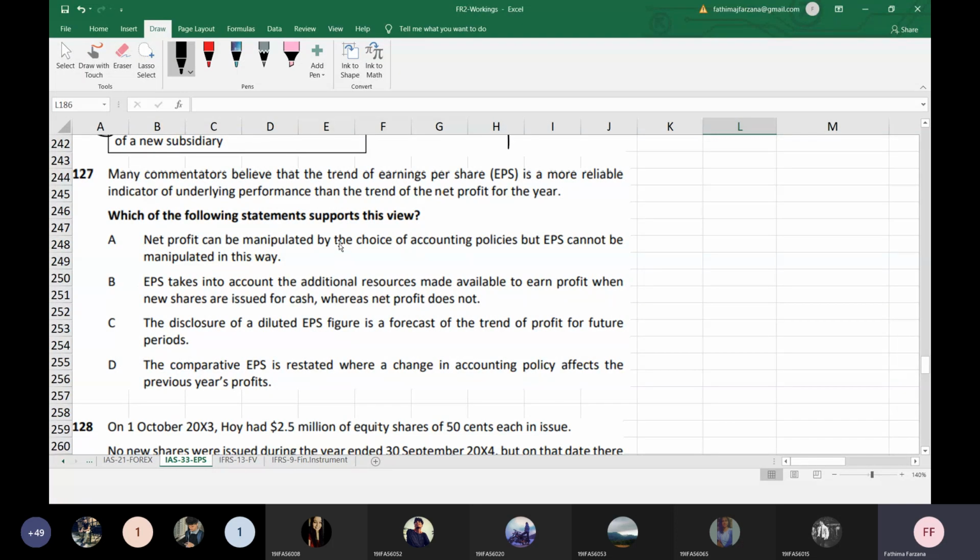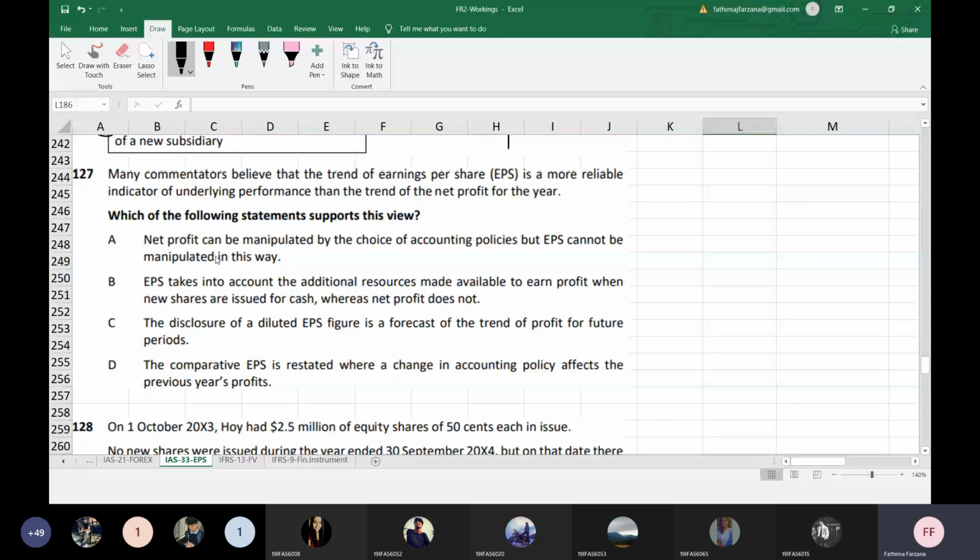Sometimes net profit will increase, sometimes it will fall down. Likewise, EPS also will increase and fall down. The trend will be drawn, right? We'll be seeing whether it is going up or down, like an ECG report. This trend of EPS is more reliable than the trend of net profit. So which of the following statements supports the view?